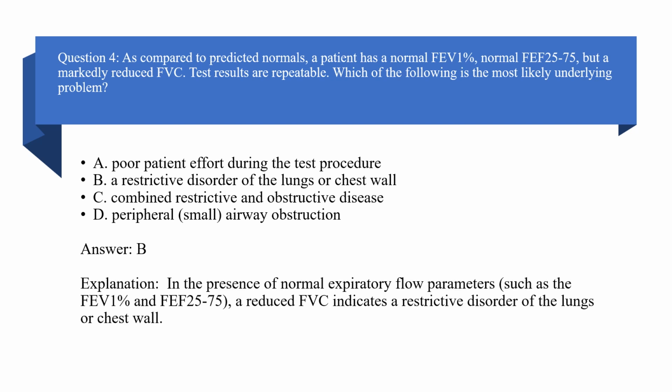Explanation: in the presence of normal expiratory flow parameters, such as an FEV1 percentage and FEF 25-75, a reduced forced vital capacity indicates or is strongly suggestive of a restrictive disorder of the lungs and/or chest wall.